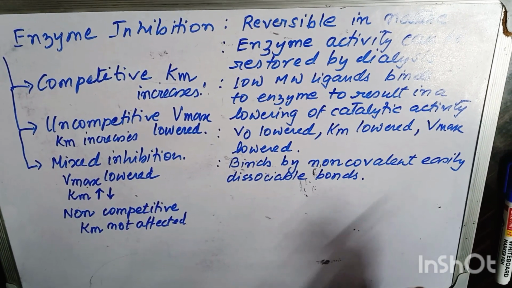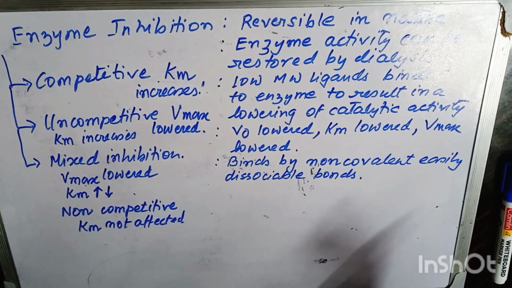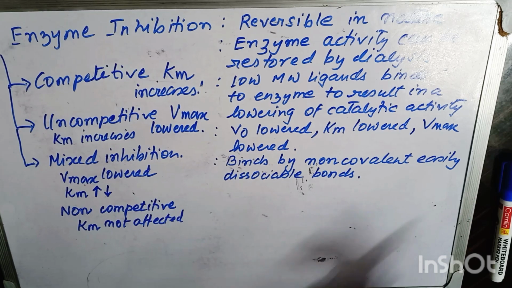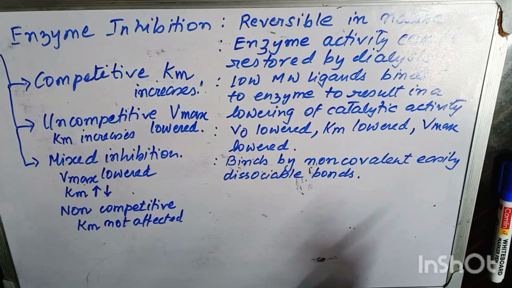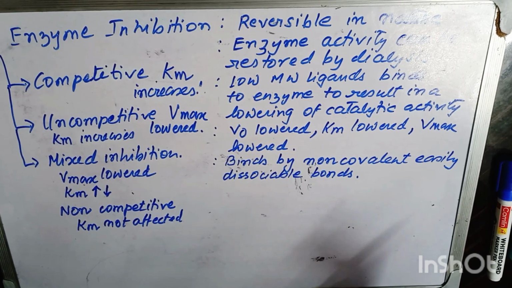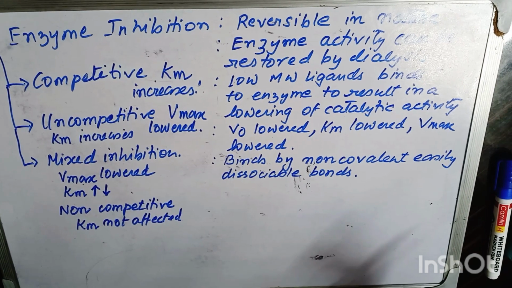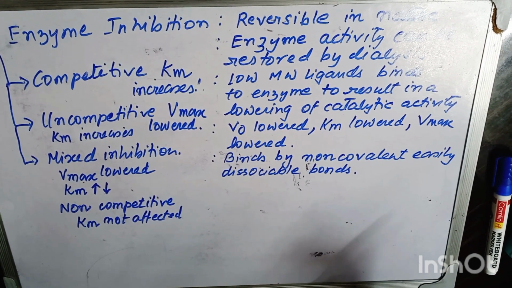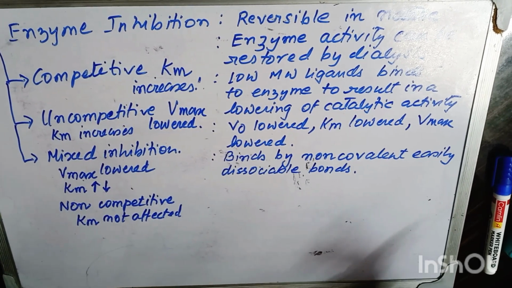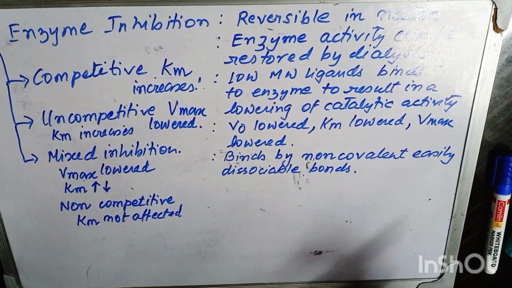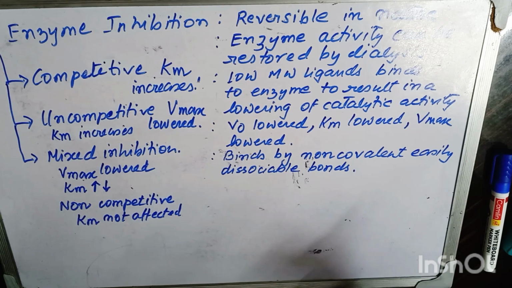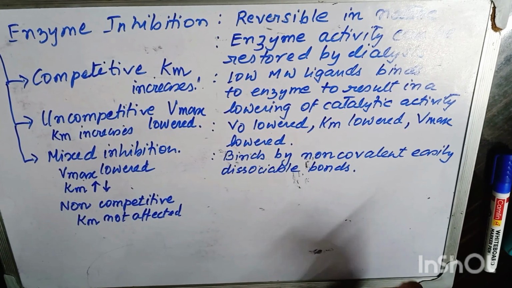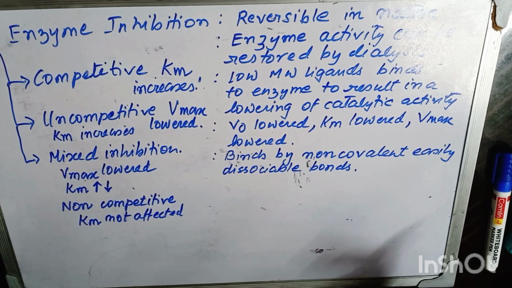There are also drugs, which are small molecules, that act on enzymes to inhibit them. Inhibition has different types. Today's discussion is about inhibition, which has different roles in metabolism, in medicine, and in other physiological processes. It's a very important topic, enzyme inhibition.